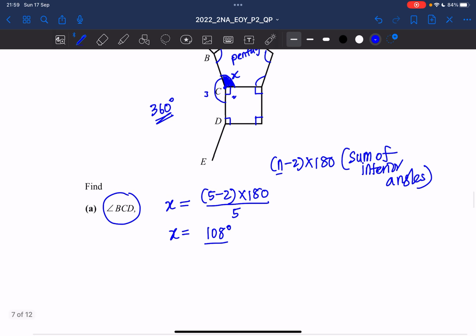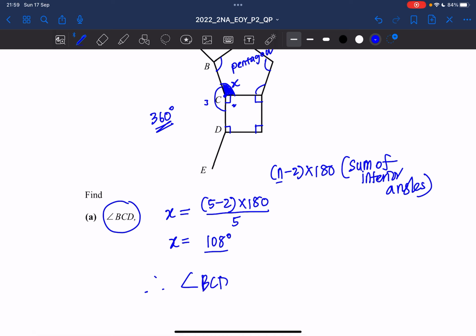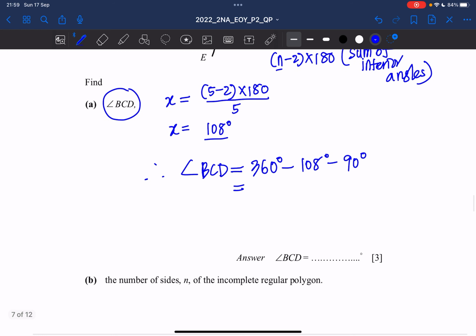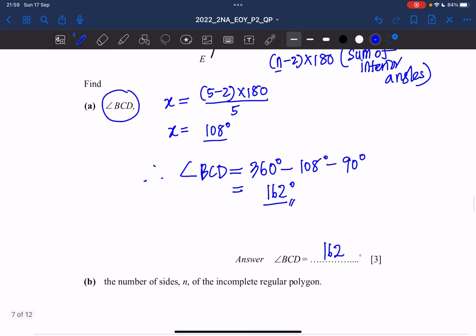So therefore our angle BCD is equal to 360 degrees minus 108 degrees minus 90 degrees. So 360 minus 108 minus 90 is 162 degrees. So I put 162 degrees here. Okay, so this is 162 degrees. Now let's move on to the next question.